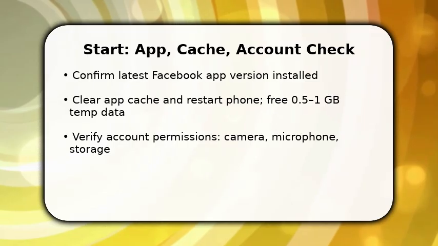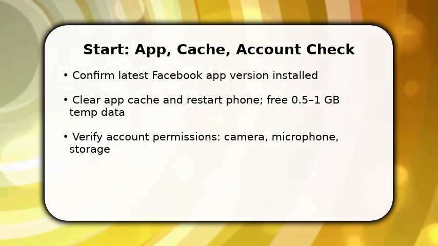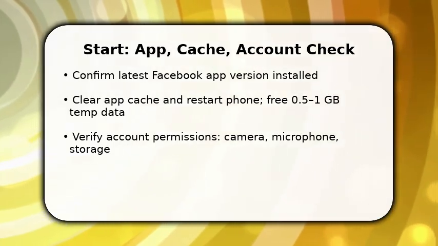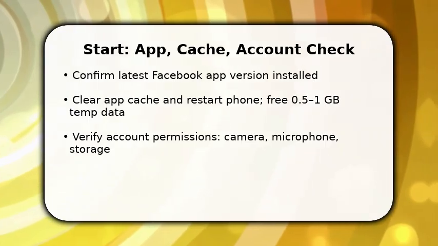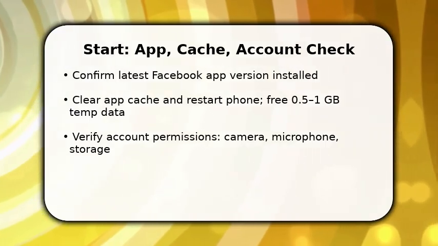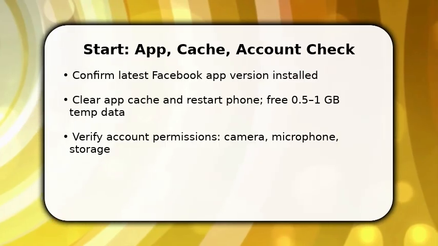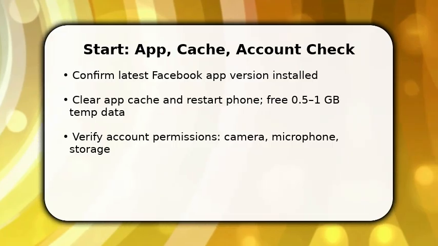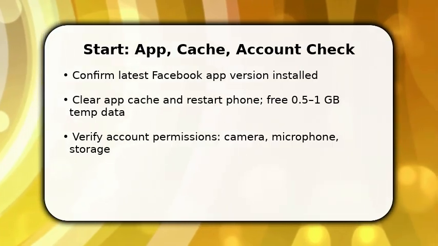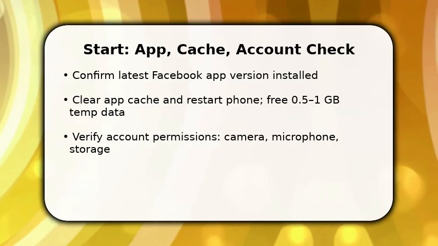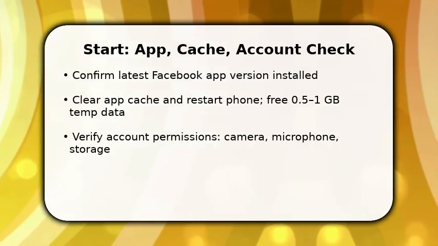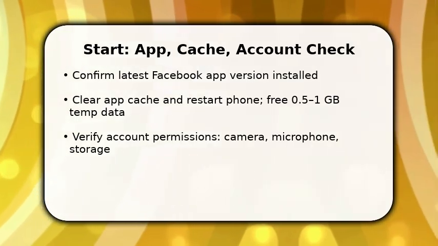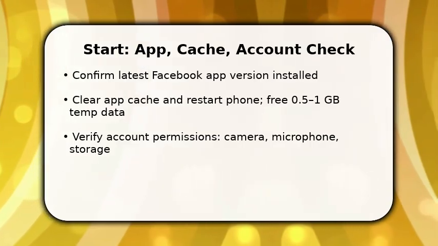You begin by ensuring the environment is correct. Open the Facebook app, check for updates, and install them now. Then clear app cache and force stop the app to remove corrupt temp files. This prevents playback and upload hangs. Finally, inspect account and app permissions so the app can access camera, mic, and storage. Without those, Reels can fail. Once done, relaunch the app and navigate to Reels to start the repair sequence.